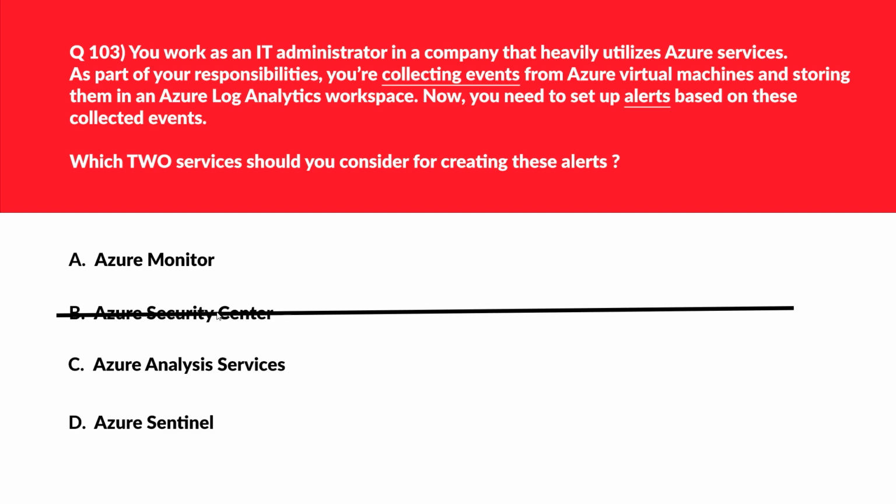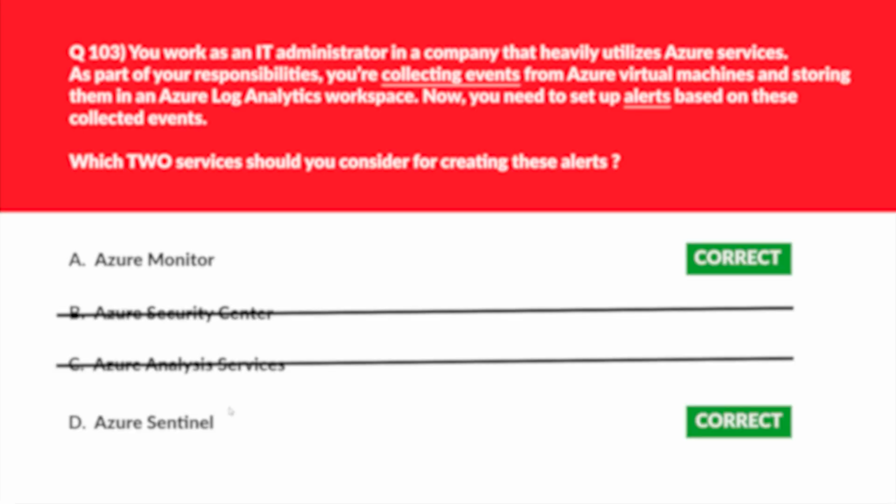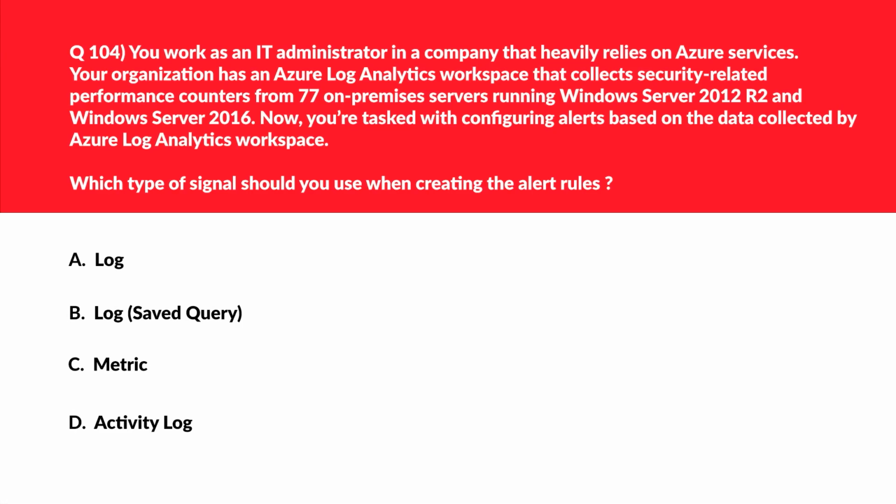Hence, incorrect choice. Let's move to option C. C says Azure Analysis Services. Azure Analysis Services cannot create alerts based on events. Therefore, wrong answer. We are left with option D. D says Azure Sentinel. Sentinel allows you to create log search alerts based on logs, and evaluate resource logs using Log Analytics queries. That being said, it is another correct answer. So we got our two correct answers. We'll lock this.